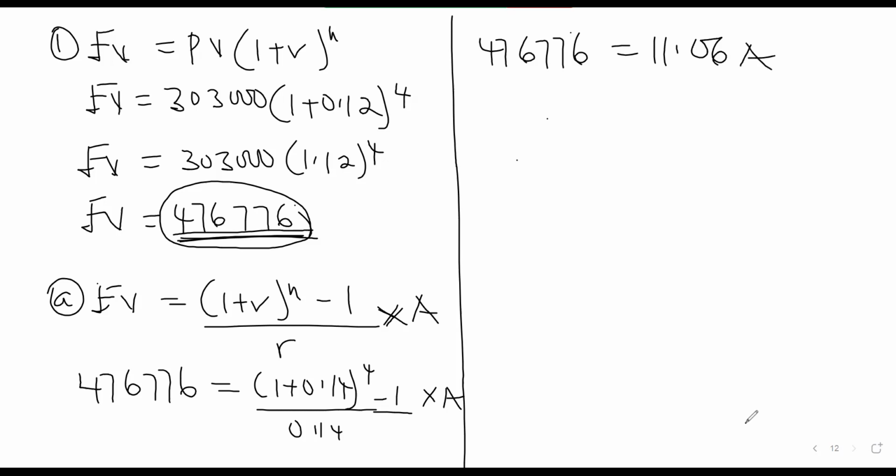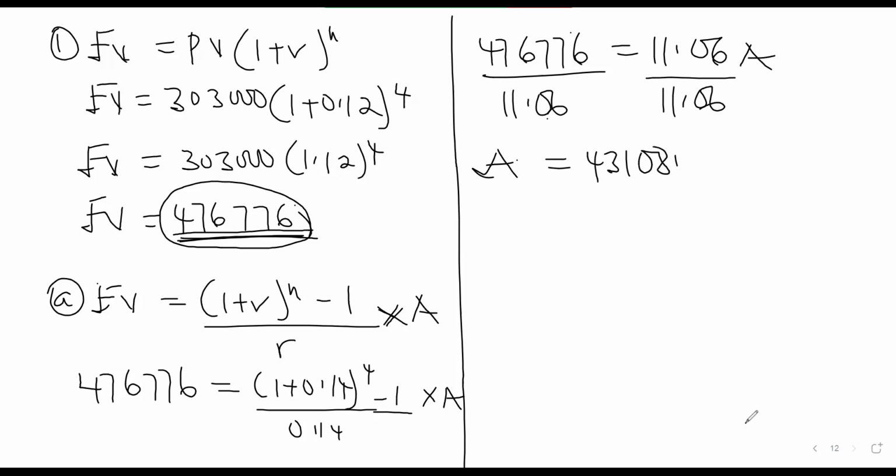Yeah. Now we are looking for A. What do we do? Divide through by the 11.06. So we have A giving us 43,108.14. So that is the amount that the company will be putting in.